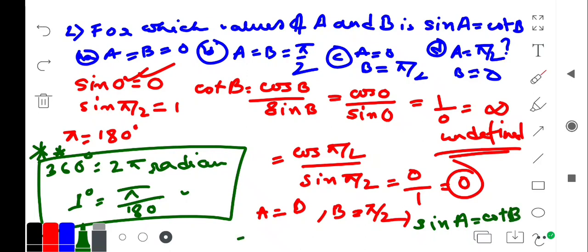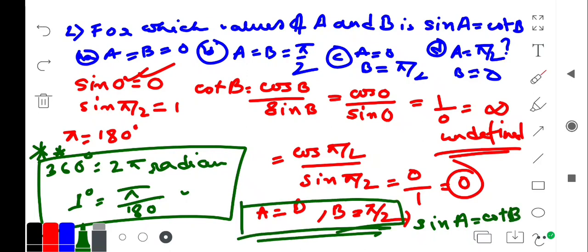Okay, on that time, a equal to 0 and b equal to pi by 2. Option C is the correct answer. A equal to 0, b equal to pi by 2. Because sin 0 equal to 0, sin pi by 2 equal to 1, there is no chance to get the infinity value from sin, because 0 and pi by 2 are limited. From sin 0 we get 0 value, sin pi by 2 is 1. So there is no infinity.